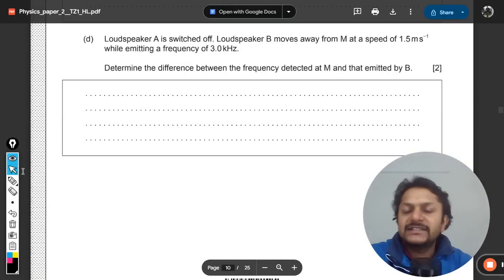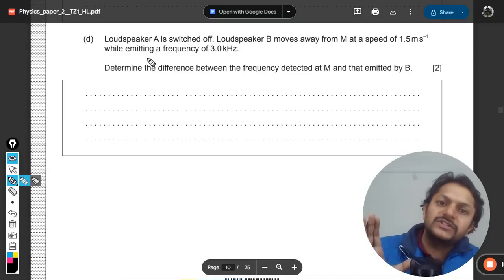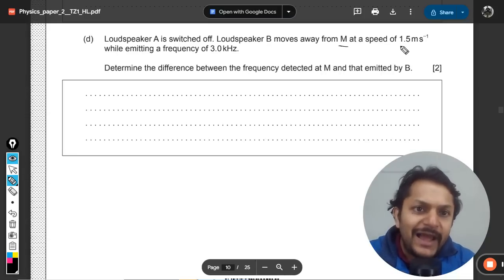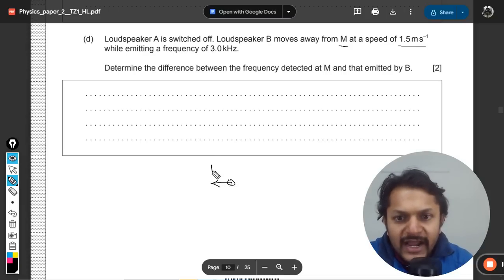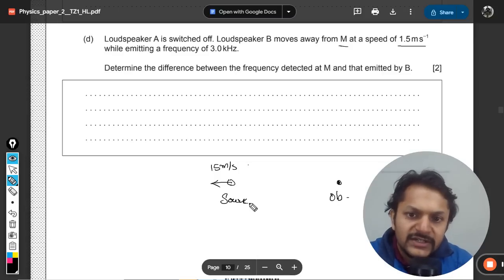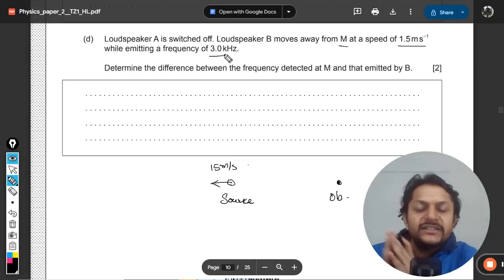Loudspeaker A is now switched off, so interference is over. We are only concerned with the loudspeaker B, which moves away from M at the speed of this. So the speaker is moving away at the speed of 15 meter per second. This is the observer, you can say, and this is the source of the sound. The frequency emitted is given as 3 kHz.